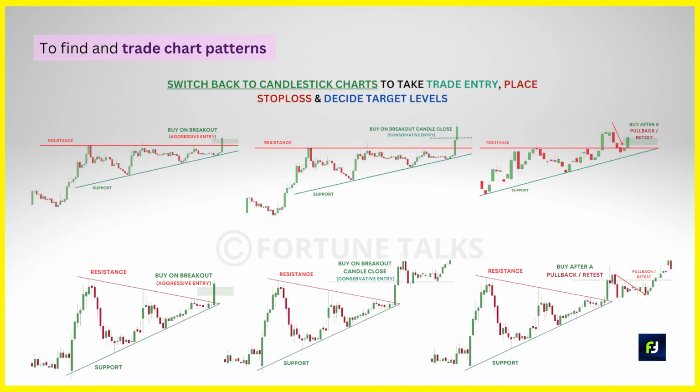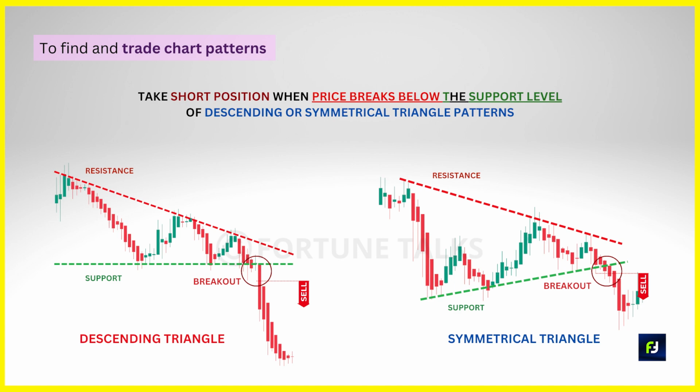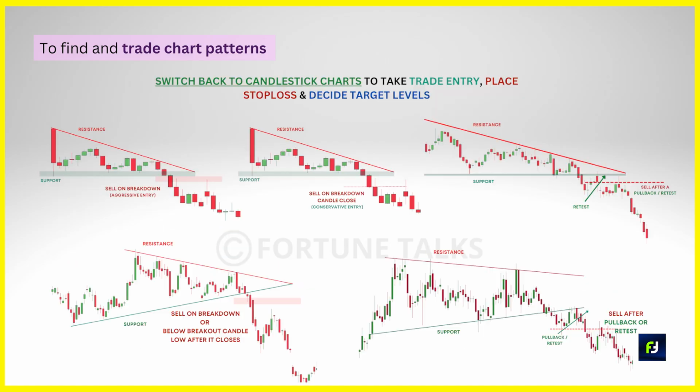Now, I would recommend you switch back to the traditional candlestick chart to take the trade entry, because you will have more flexibility in deciding whether you want to enter during the breakout or do you want to hold on a bit and wait for a pullback or retest to happen so as to get a much better entry price. On the contrary, if the candle drops below or breaks below the bottom trend line on the descending triangle or a symmetrical triangle, then most likely the bearish trend will continue, and you could look for short trades and keep appropriate entries, stop loss and targets.